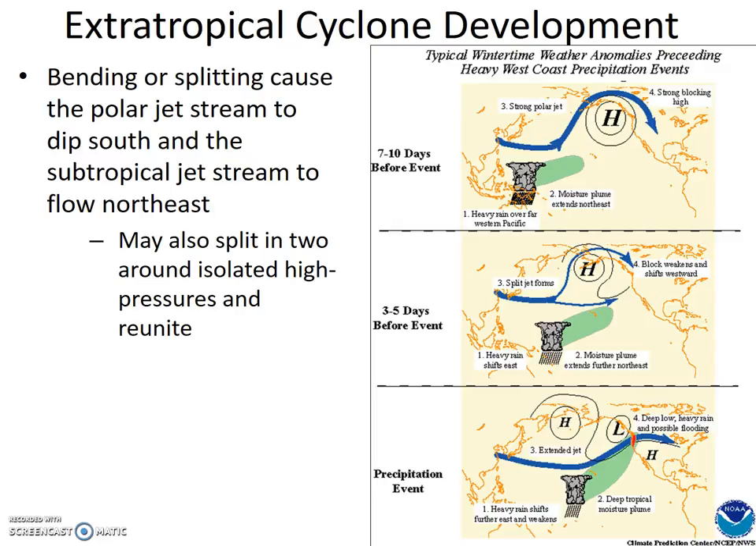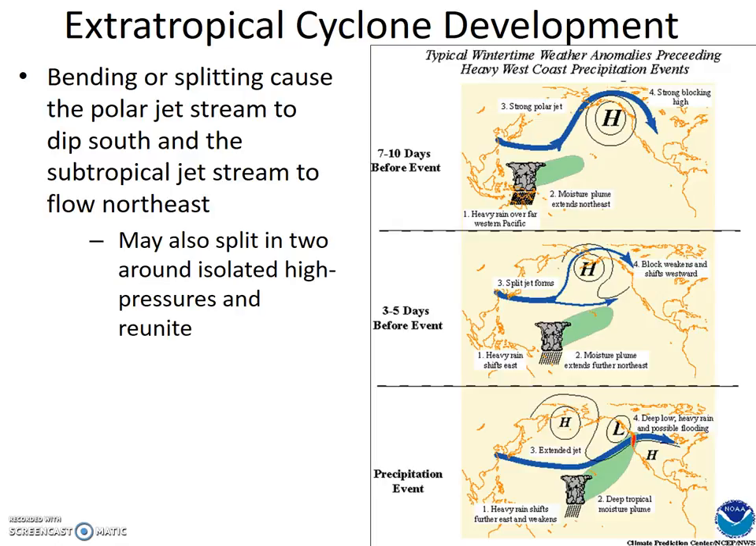The jet stream may also split in two around isolated high pressures and reunite. The southern branch of a split polar jet stream in the Pacific Ocean brings warm, moist air out of the tropics. West Coast forecasters refer to this flow of warm, moist air as the Pineapple Express because of its origin near Hawaii. The images to the right show the typical wintertime weather anomalies preceding heavy West Coast precipitation events.